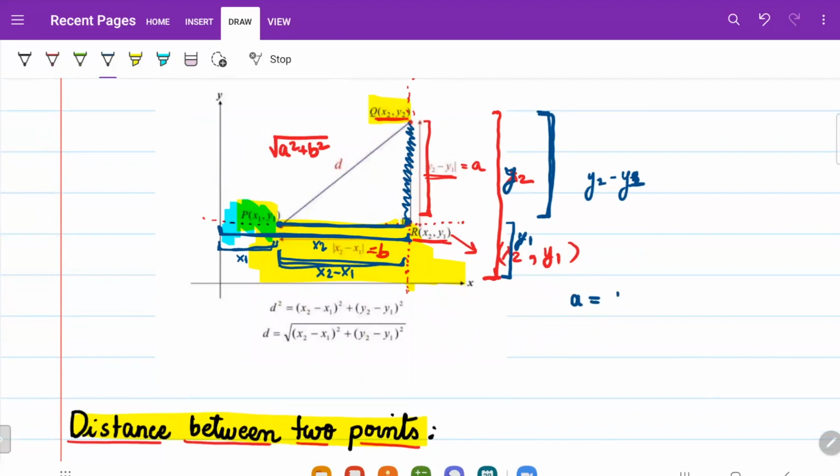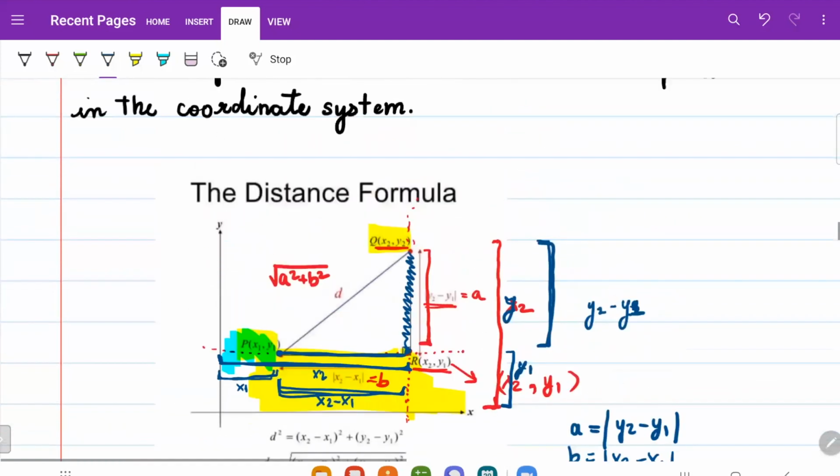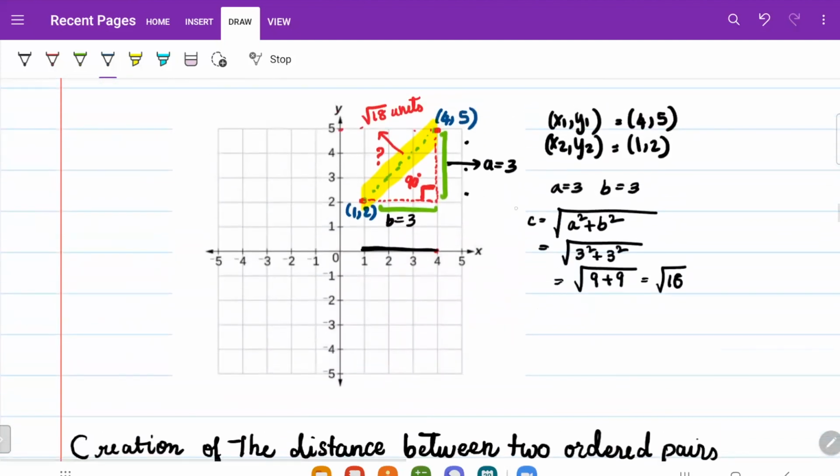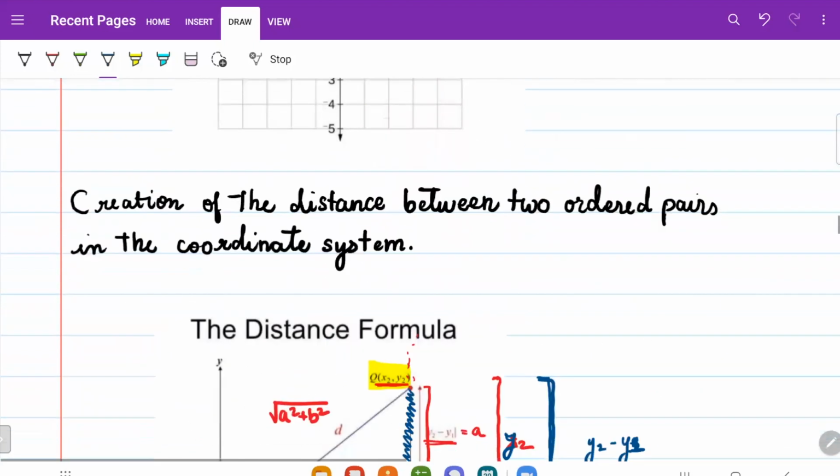So here we have A equals y2 minus y1. We say it's the absolute value just to make sure that we have the positive values where y2 is greater than y1. And then we have B as x2 minus x1, again, the absolute value. If you remember from here, we have C as the square root of a squared plus b squared.